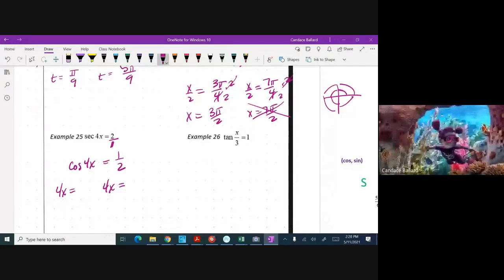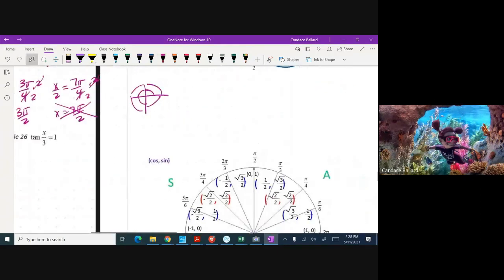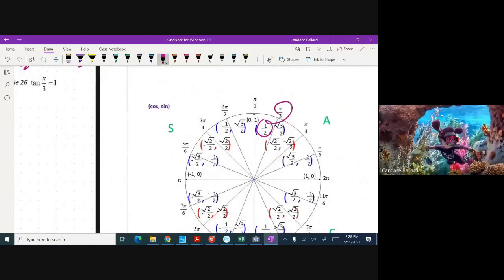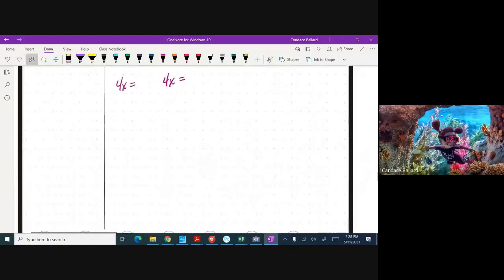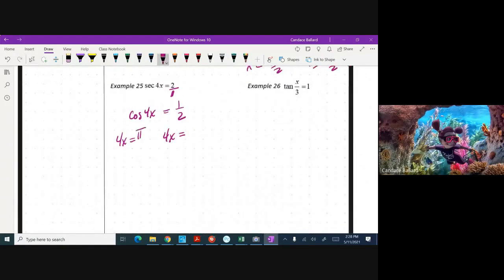All right. I'm not seeing everybody yet. I want to see everybody in the chat. Okay, so I'm seeing pi over 3 and 5 pi over 3. I'm just going to double check, okay? X values 1/2 pi over 3. X values 1/2 5 pi over 3. You guys are absolutely right. Nice work, everybody. So pi over 3 and 5 pi over 3.